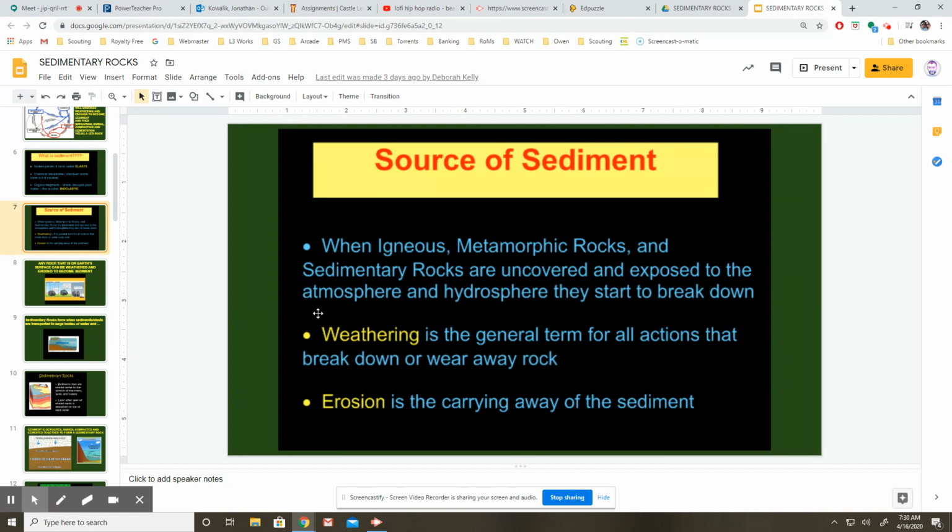So we already went over this. Weathering is the breakdown of rock in a natural way, the wearing away of the rock into small pieces, and the erosion of that is moving them into a location where they can become a sedimentary rock.